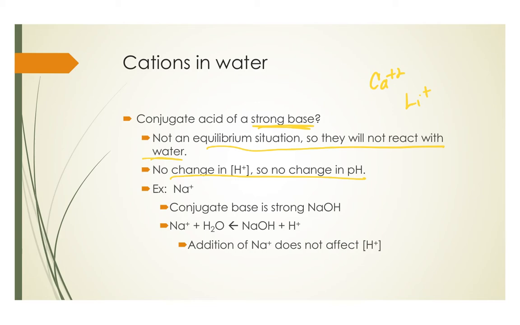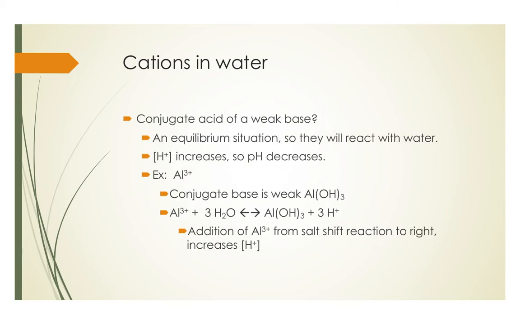Okay, so here if we look at Na plus, the conjugate base is NaOH, which is a strong base. So that means that the only reaction that can happen here is the reverse reaction. And so as a result, the addition of Na plus does not affect H plus. All right, but what about the case where your cation is the conjugate acid of a weak base?